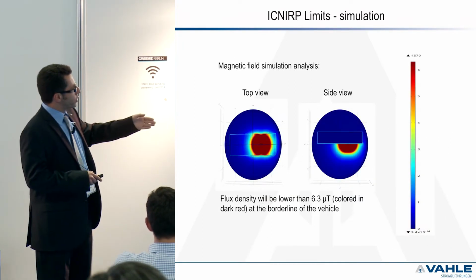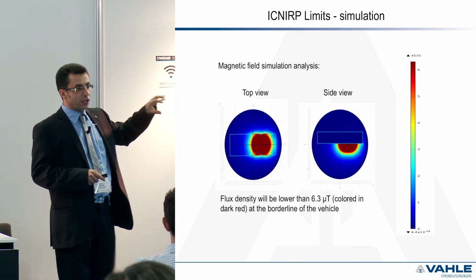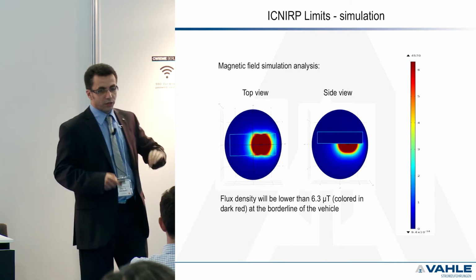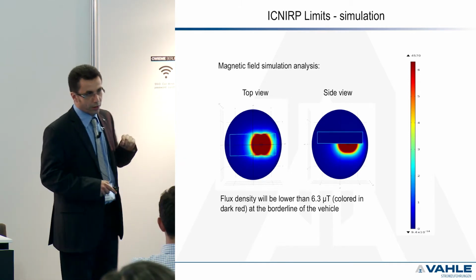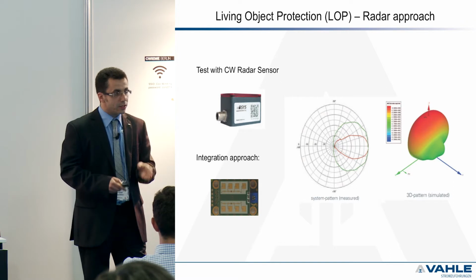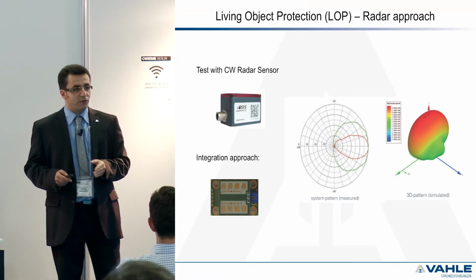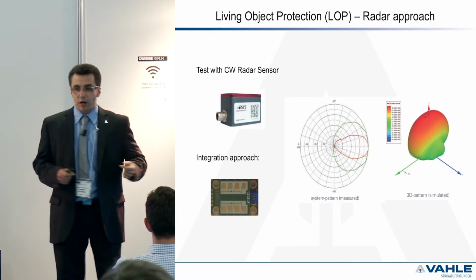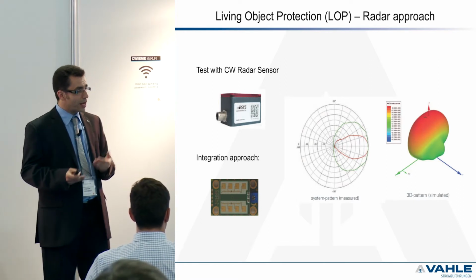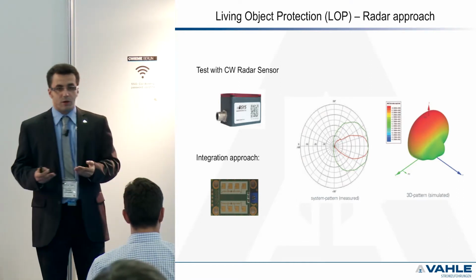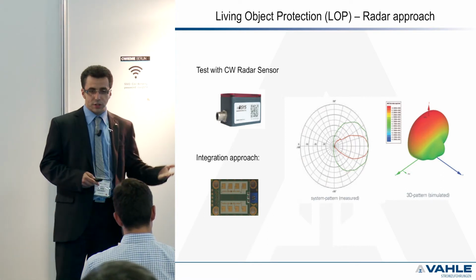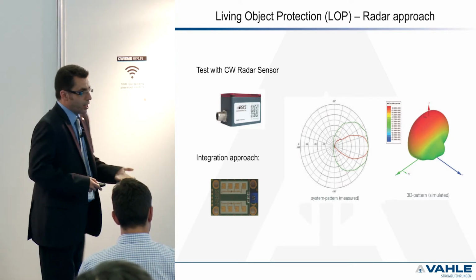This is a field restriction, so we aren't exceeding the fields outside the car. This is very important. If you have a magnetic field outside the car, no one is going to buy that. We also have sensors to detect living beings, because you have to switch off the system if, for example, you've got a baby crawling underneath your car, because there is a magnetic field there, or even a cat wearing something made of metal, then it would burn. So you have to switch off the system if any living being is inside the gap.